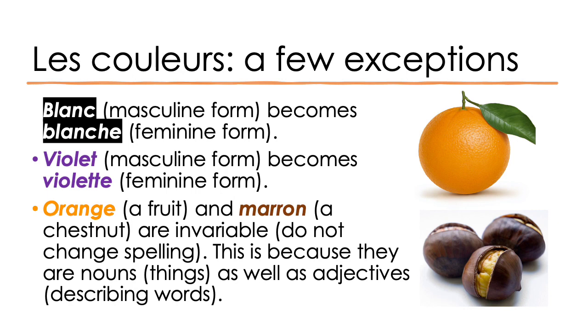And lastly, the colour orange, which is also a fruit, and marron, which is also a chestnut, are what we call invariable. It means that their spelling does not change. They don't ever agree with the noun. It's because these two words are both nouns, things, as well as adjectives describing words at the same time. So, important thing to remember is orange and marron, no agreement.